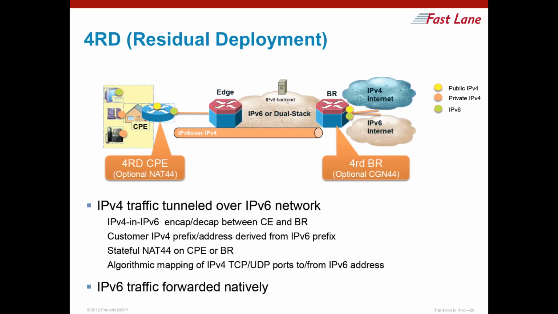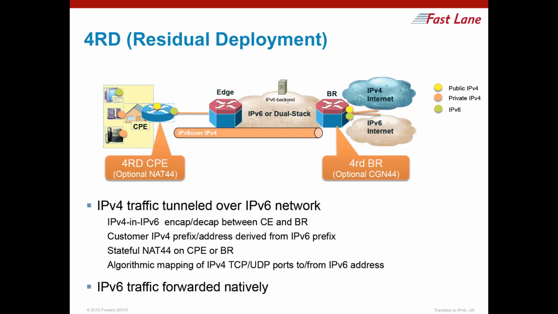Another solution which can be used instead of DS-Lite is 4RD. 4RD does not make any assumption about NAT. NAT can be running at the CPE, or NAT can be running at the service provider, or NAT can be not running at all if the customer is running a public address, but it is not the most common case.